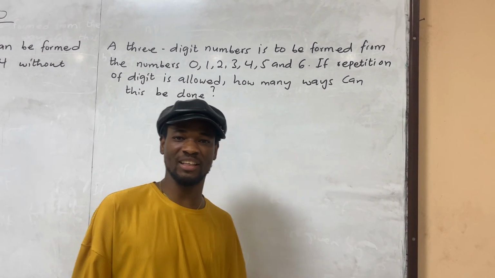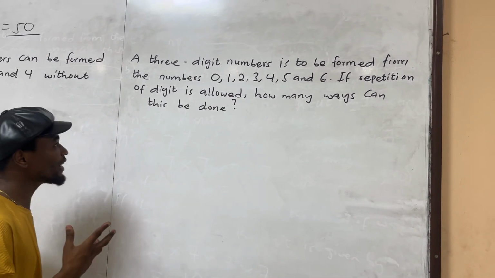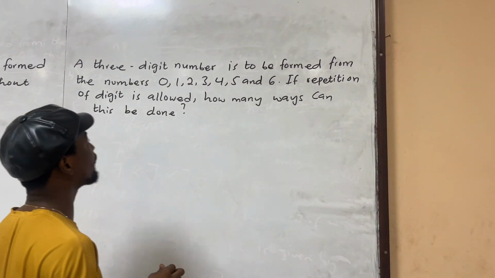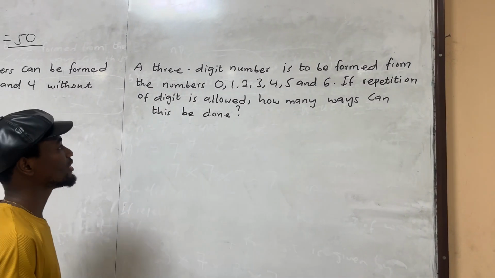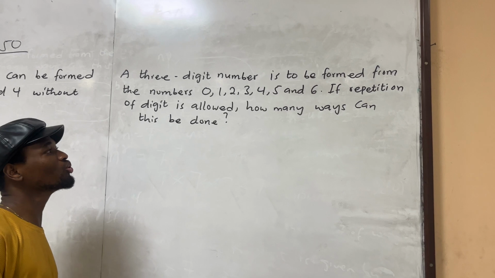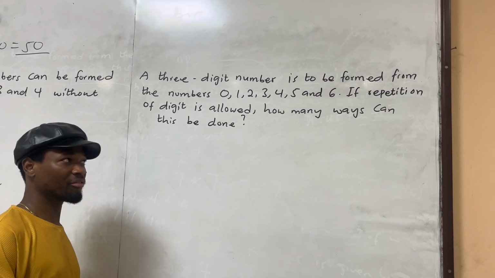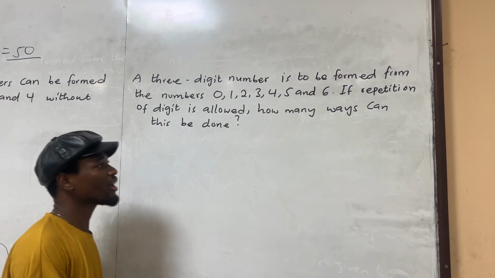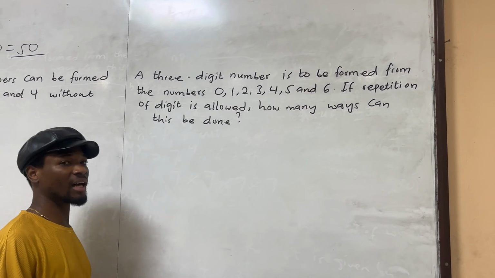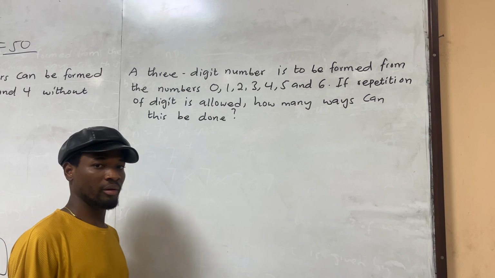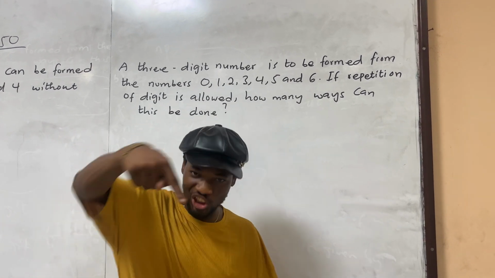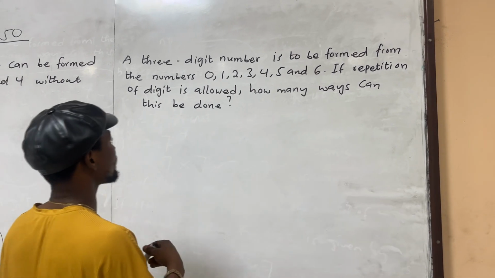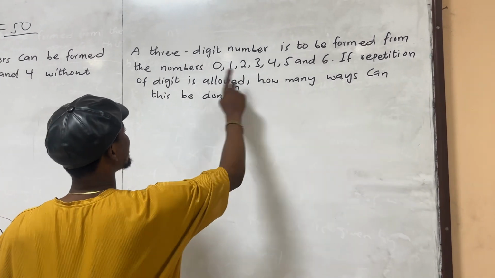Let's start the business. A three-digit number is to be formed from the numbers 0, 1, 2, 3, 4, 5 and 6. If repetition of digits is allowed, we learned about permutations with repetition and permutations without repetition. So how many ways can this be done?